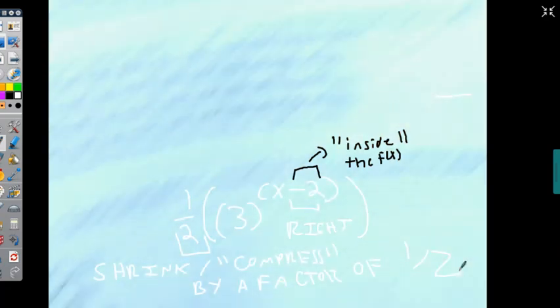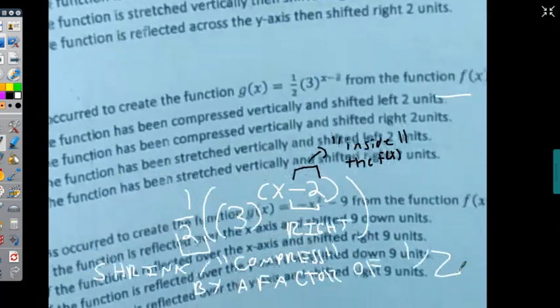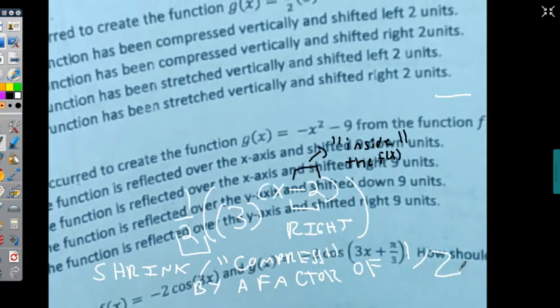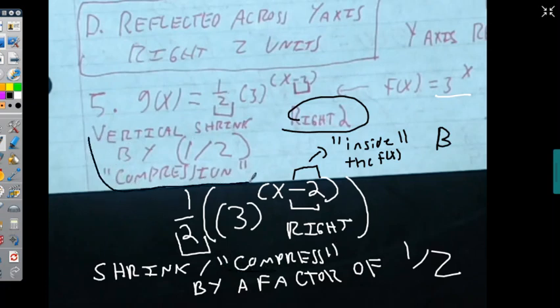Looking at our answer choices, we have compressed vertically and shifted right 2. So that's going to be answer choice B. We have shifted right 2 and compressed. We have a compression by 1/2. So we've had a compression and shifted right 2. A compression by a factor of 1/2.